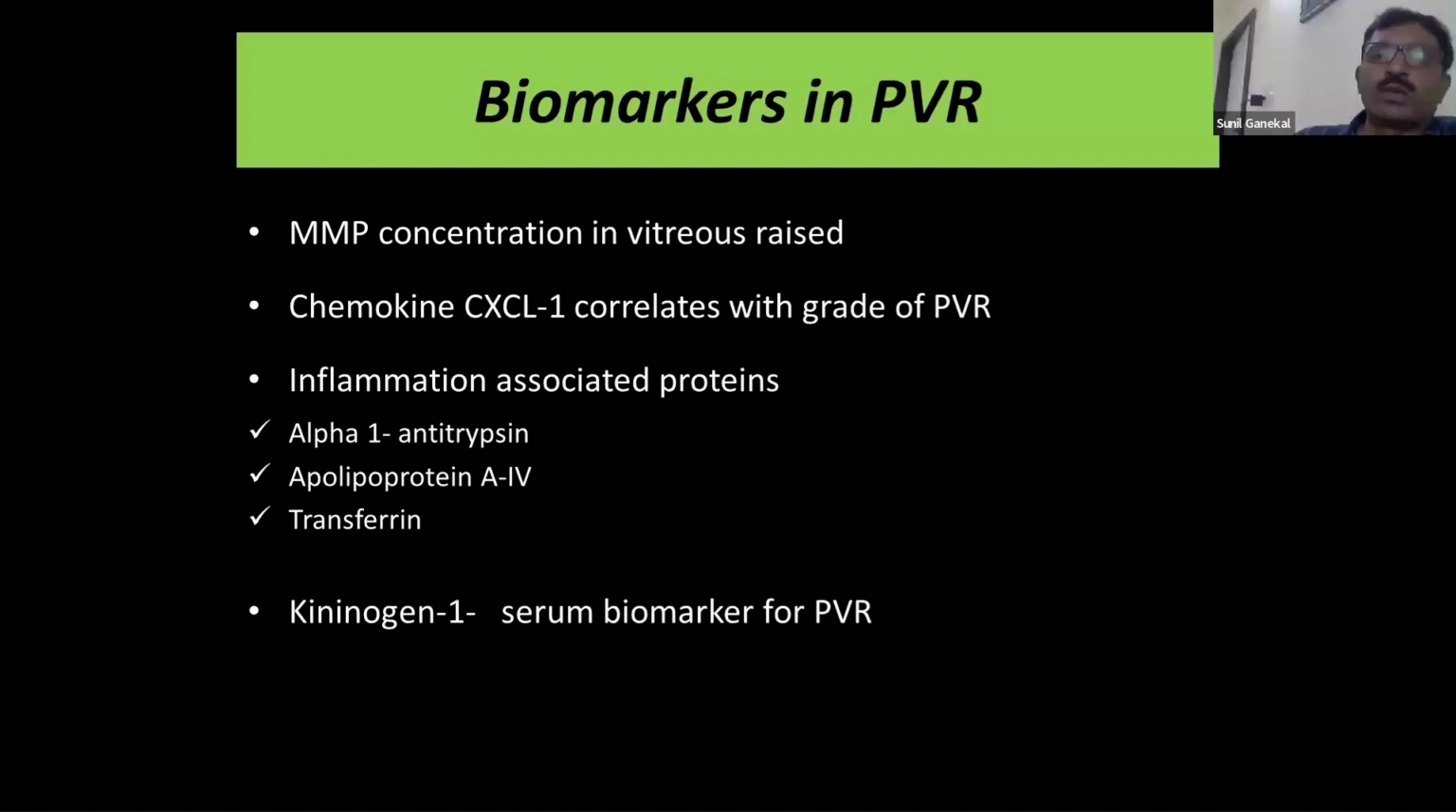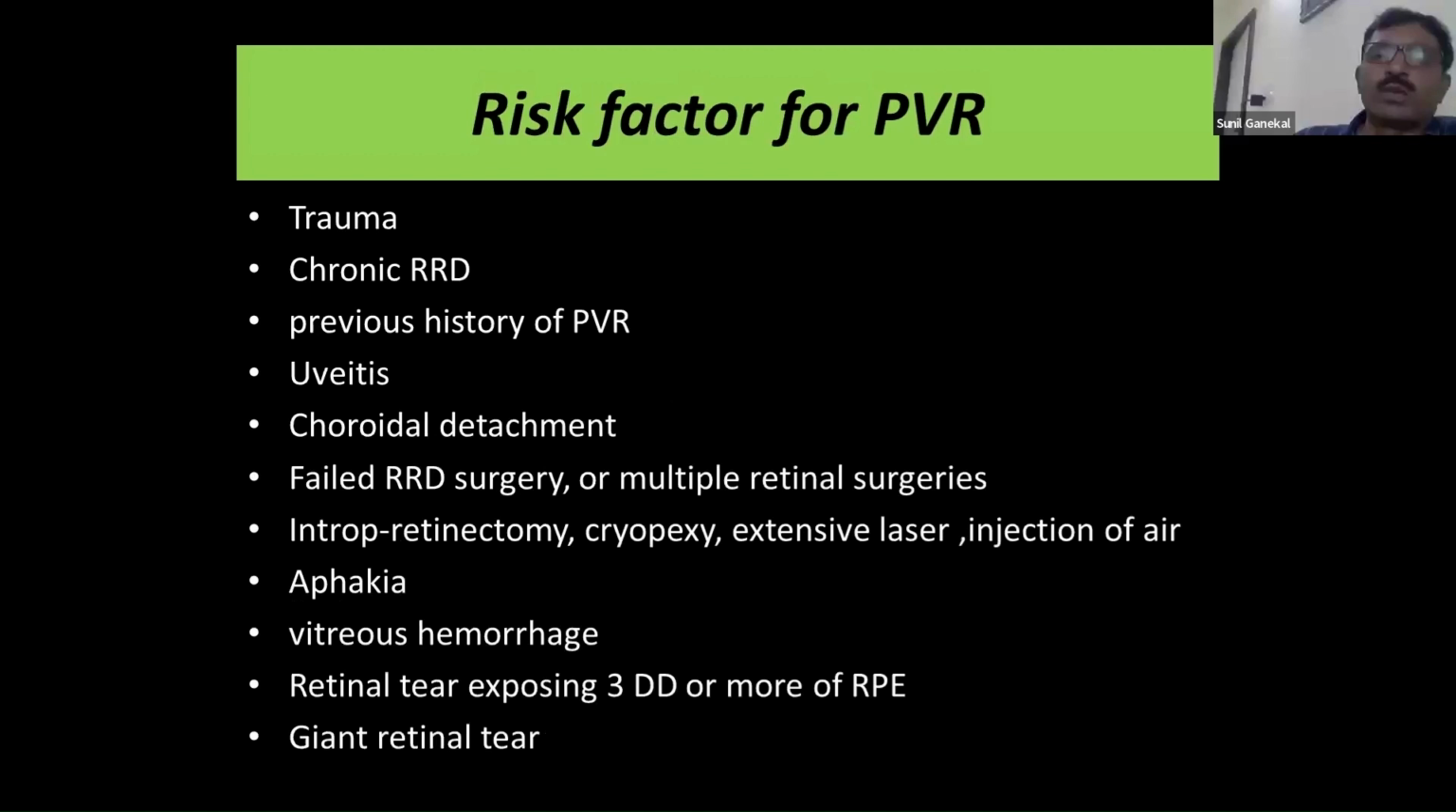So once you see a patient with retinal detachment, what are the risk factors which cause PVR? Trauma is the most significant factor which causes PVR. So the traumatic cases are more prone to PVR than other rhegmatogenous retinal detachments. Chronic detachments cause PVR. Any previous history of PVR further aggravates the condition. Uveitic conditions, where there is inflammation. If the patient has an associated choroidal detachment with the RD, then the risk of PVR definitely increases. Then failed RD surgery: if you have done a primary surgery which has failed, it goes for PVR changes.